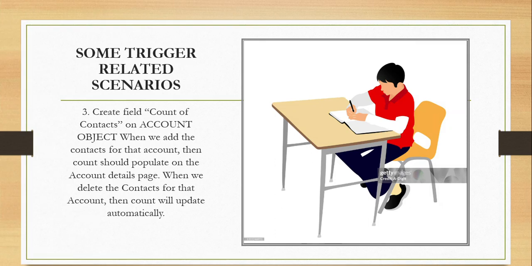The third scenario says: create a count of contacts field on the Account object. When we add a contact for that account, the count should populate on the account detail page. When we delete a contact for that account, the count will update automatically.